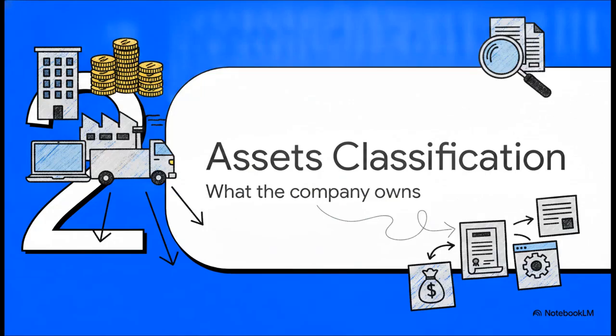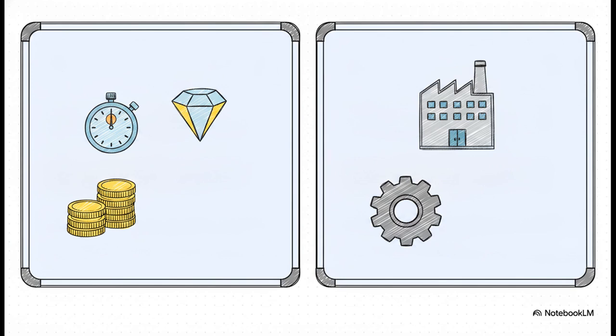Section 2, assets, current and non-current, what the company owns and controls. So fundamentally, an asset is any resource the company controls that is expected to bring future economic benefit. But in financial reporting, we can't just lump them all together. We must classify them. The absolutely critical split here is between current and non-current. Current assets are your short-term resources. We expect these to be used up or converted to cash within the next 12 months.